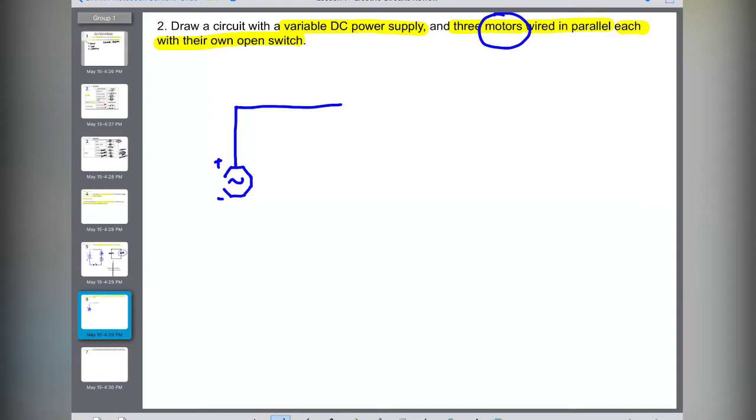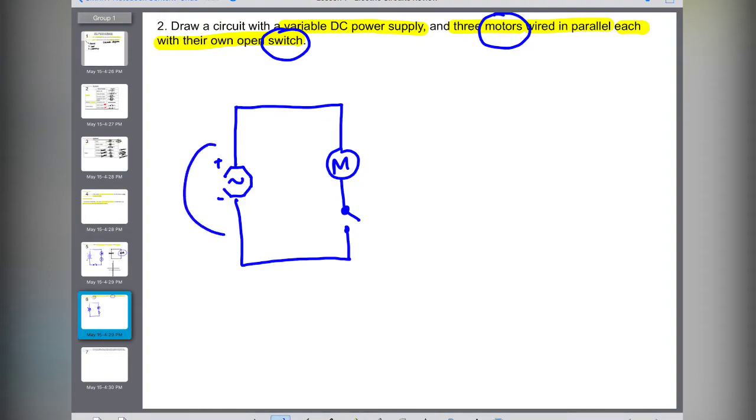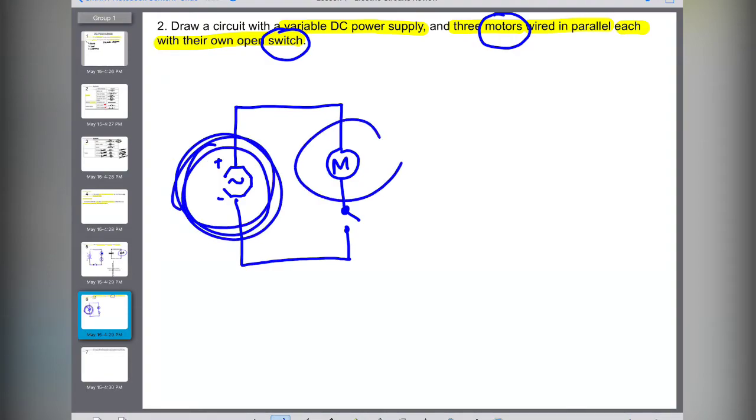I know each motor has a switch, right? And I have 3 of them and they're all in parallel. So meaning my first branch, I'm going to have my motor first, but it's hooked up to a switch. Okay, notice I'm closing this up. This is the main branch. Remember I said a circuit has to have a source. This is the source, right? It has to have a load and it has to have the wire.